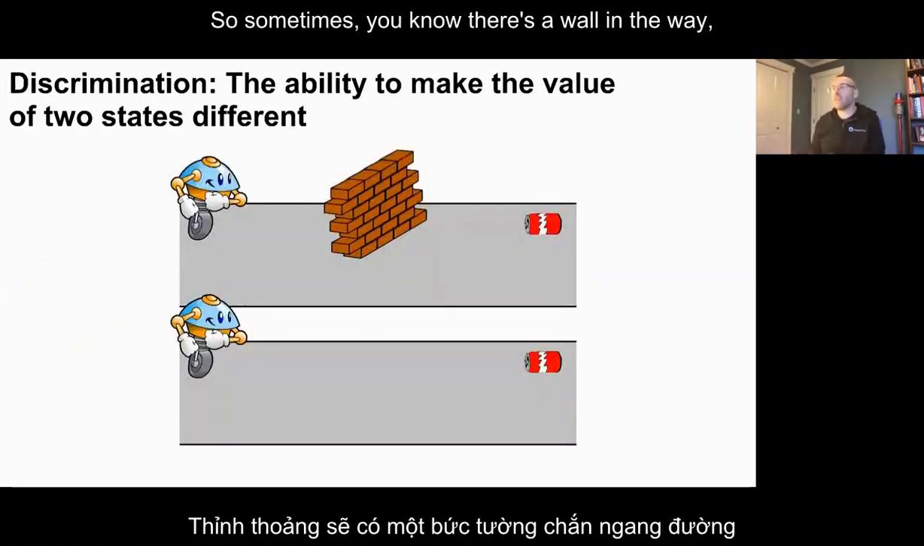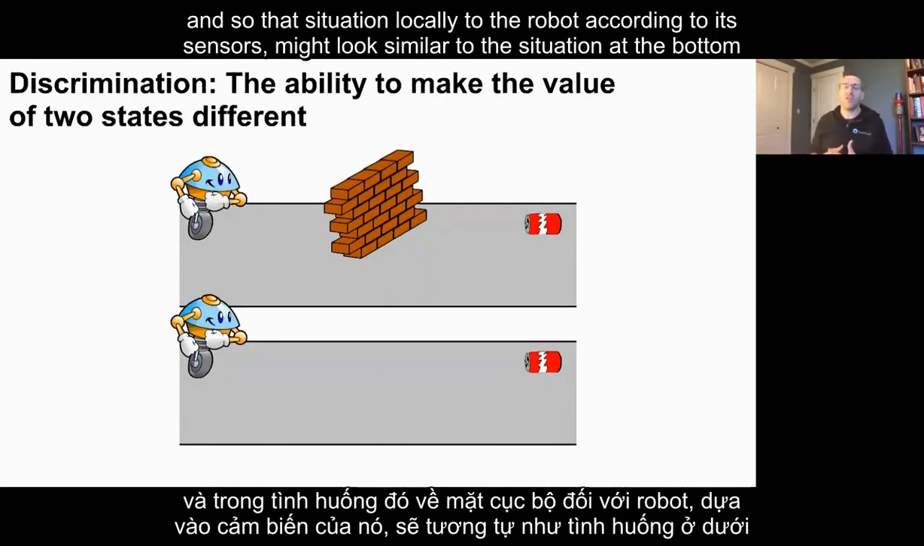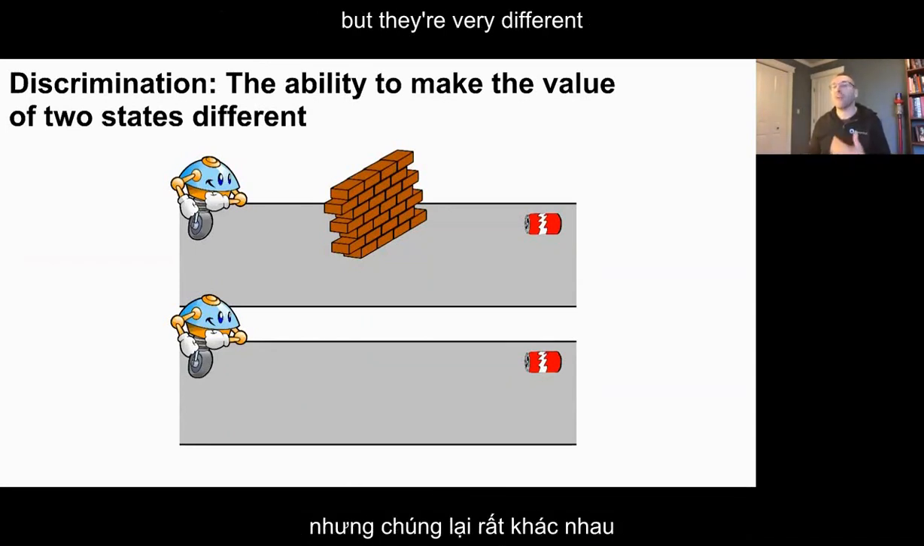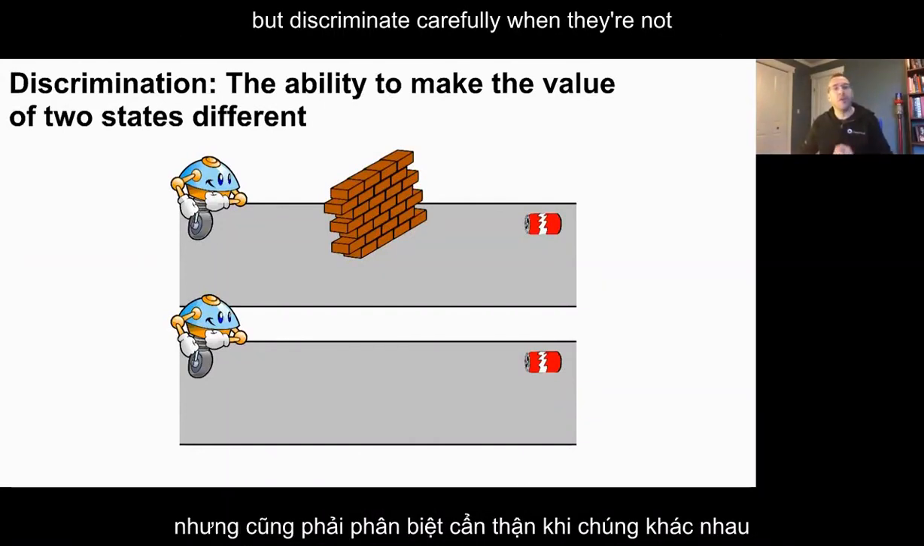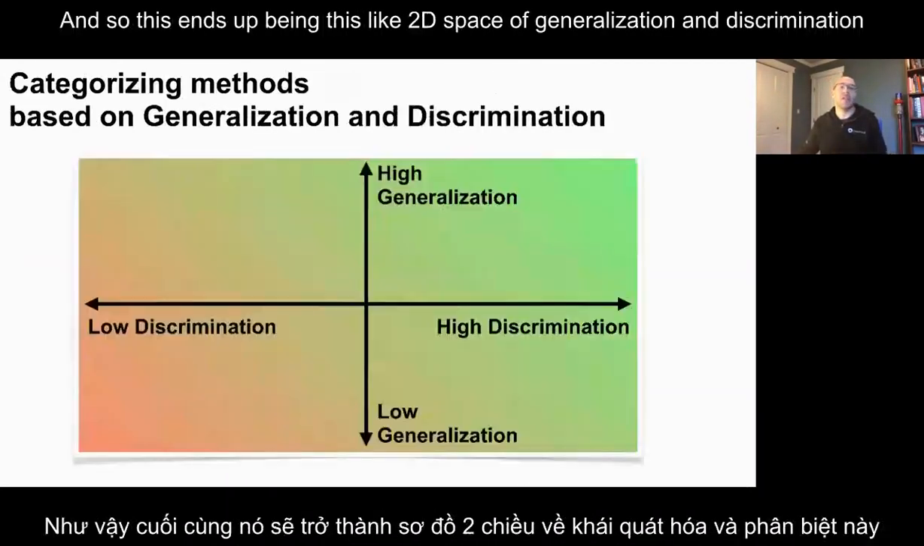But we also care about discrimination, right? So sometimes there's a wall in the way. And so that situation locally to the robot, according to its sensors, might look similar to the situation at the bottom, but they're very, very different. So we need to be able to share values across states in our value function when they're similar, but discriminate carefully when they're not. And so this ends up being this 2D space of generalization and discrimination.